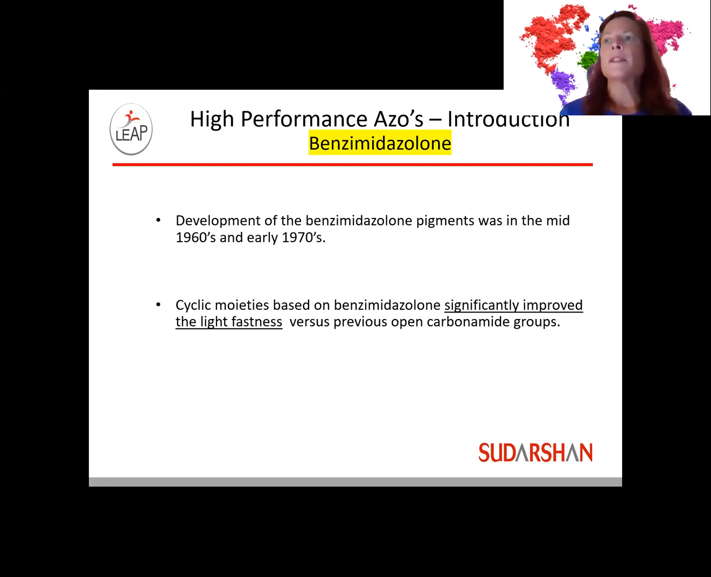Benzimidazoline pigments were developed in the mid-1960s and early 1970s, so a fairly new class of pigments in the scheme of things. In this case, lowering the solubility of the molecule really improved the light fastness capabilities versus the previous classical azo pigments in those similar color spaces.